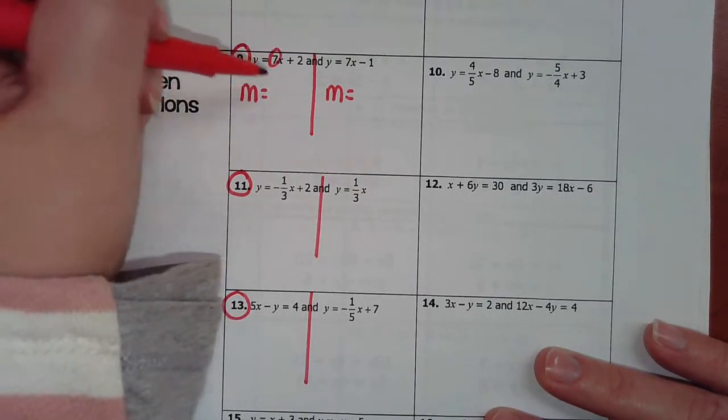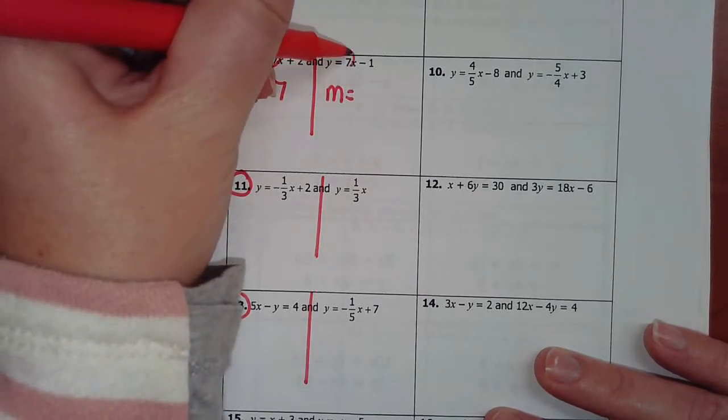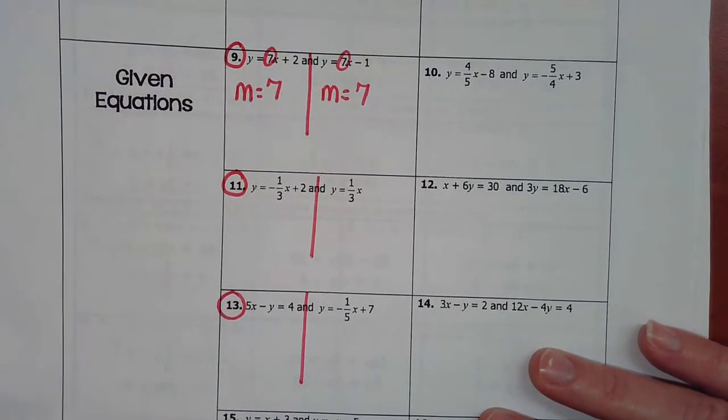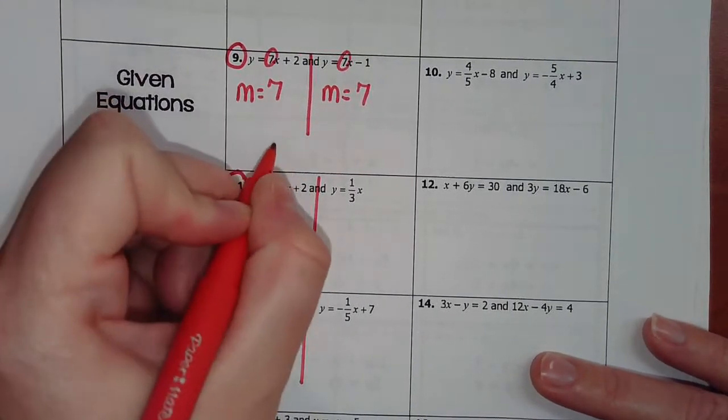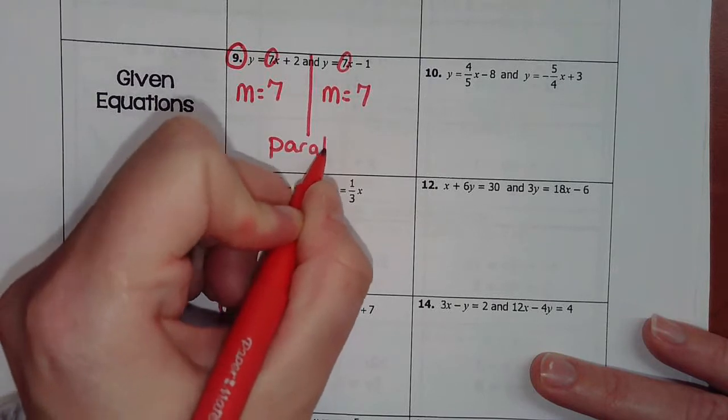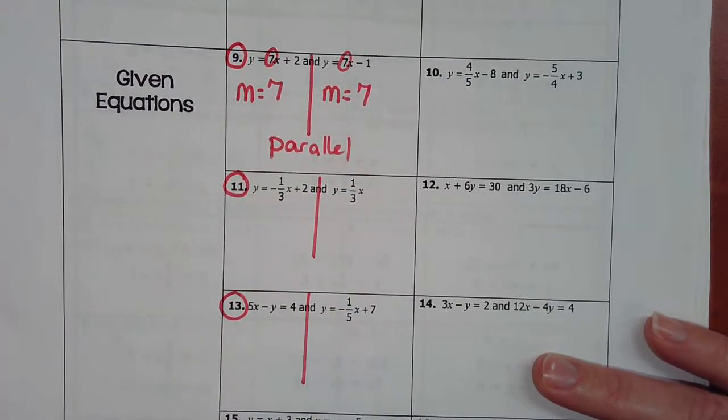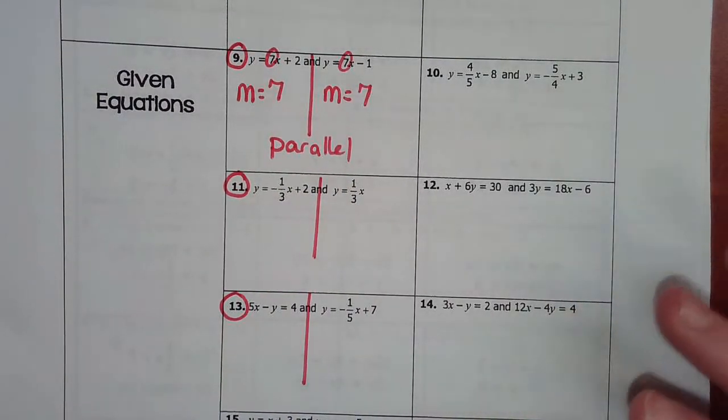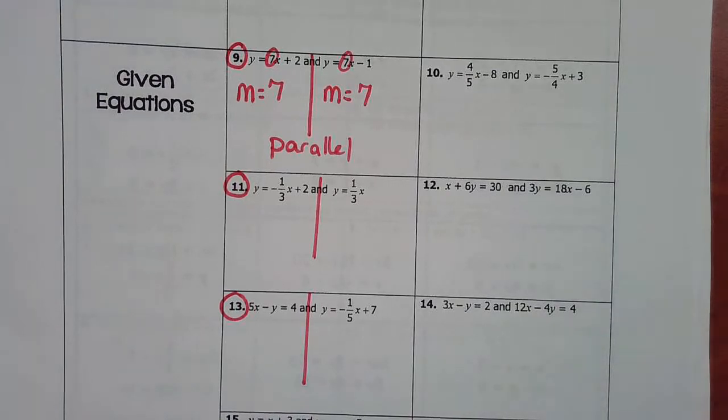So in this case, my slope is 7. This case, my slope is 7. And because they are equal slopes, these lines would be parallel. That was kind of an easy one for you because it was already in slope-intercept form. Let's take a look at 11 here.